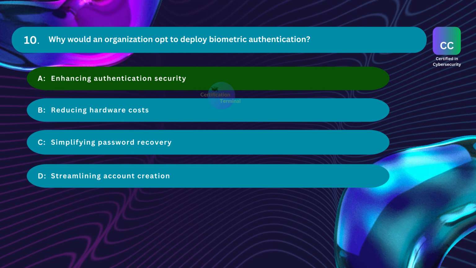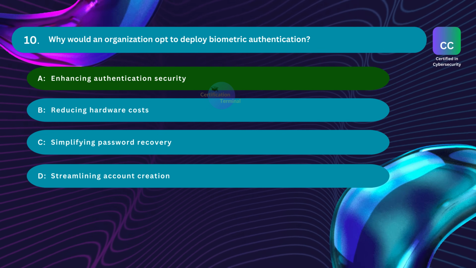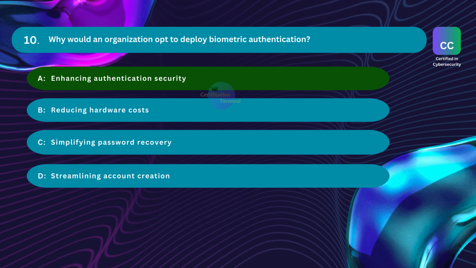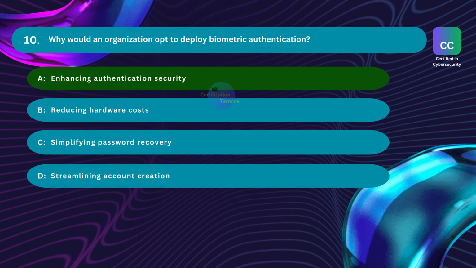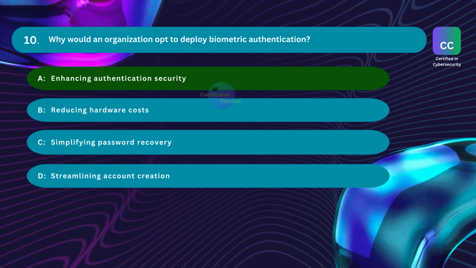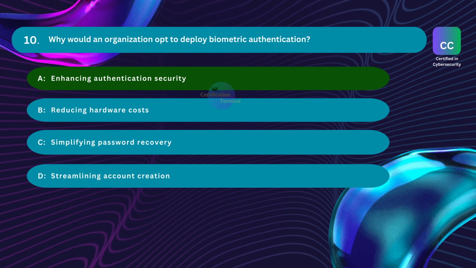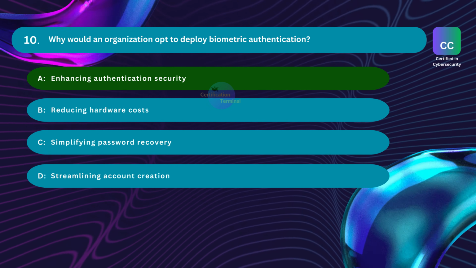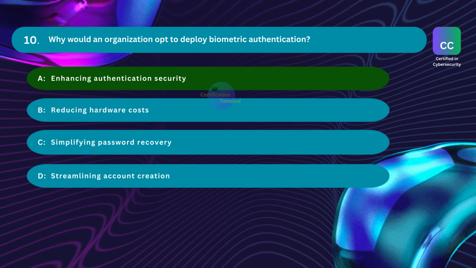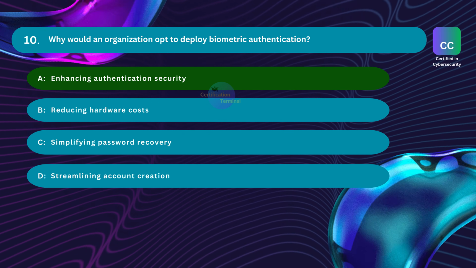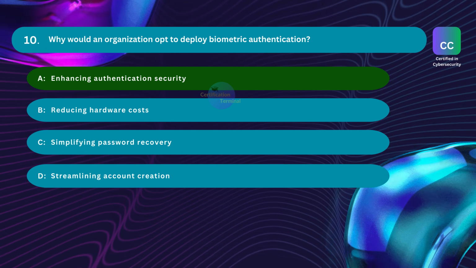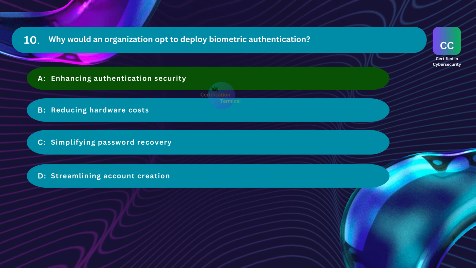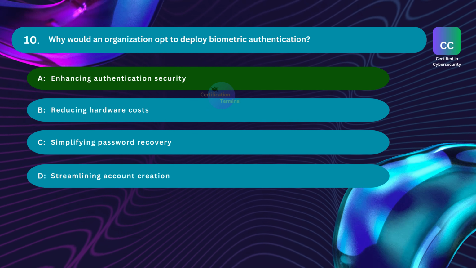Organizations choose to deploy biometric authentication for several reasons, primarily due to its unique advantages and enhanced security features. Biometric authentication relies on unique physiological or behavioral characteristics of individuals, such as fingerprints, iris patterns, facial features, voice, or even behavioral traits like typing patterns. These characteristics are extremely difficult to replicate.